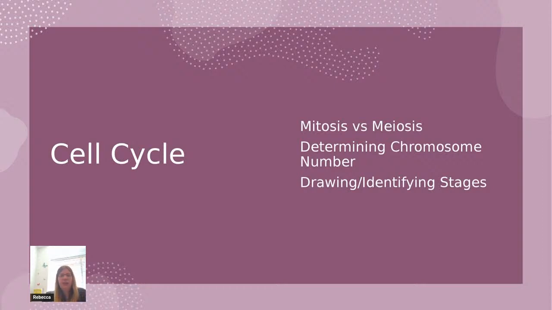The cell cycle: make sure you're able to determine the chromosome number and draw or identify those stages, and whether something is haploid or diploid. If we give you 2n equals 6 in a certain phase, be able to draw that properly.